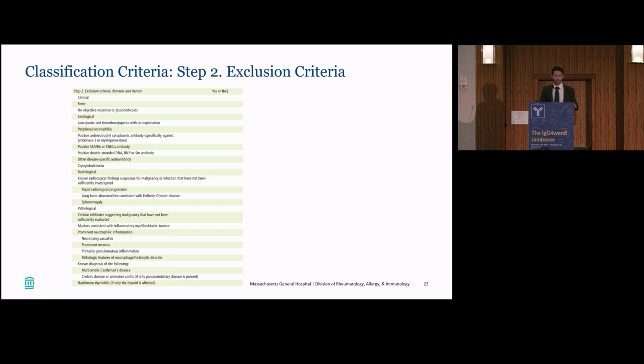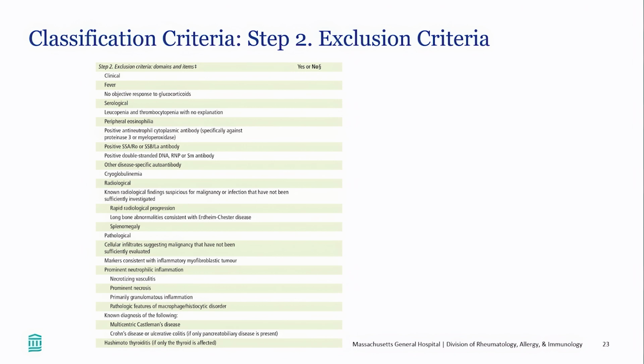The second step, which is probably the most helpful step to clinicians out of the classification criteria, is the exclusion criteria. These are manifestations that patients can come with. They can be clinical manifestations, laboratory abnormalities, imaging findings, pathological findings, all that are very atypical of IgG4-related disease and really suggest a different diagnosis. This is extremely important because it really helps identify what are the features of the presentation that aren't consistent and might suggest that there's something else going on.